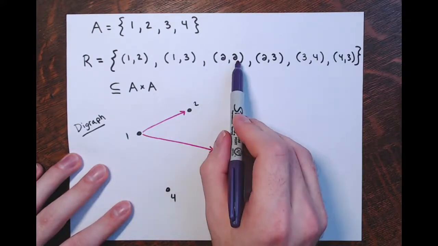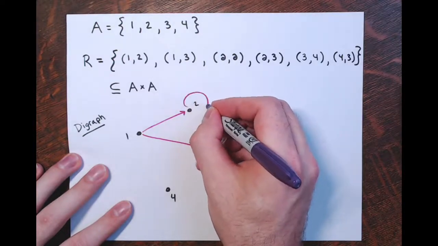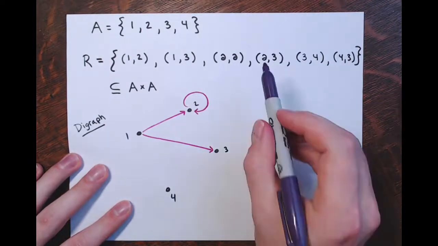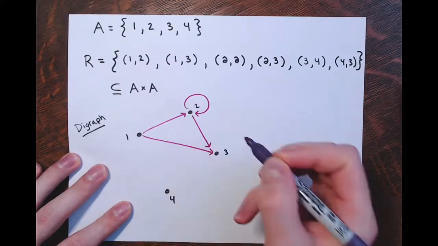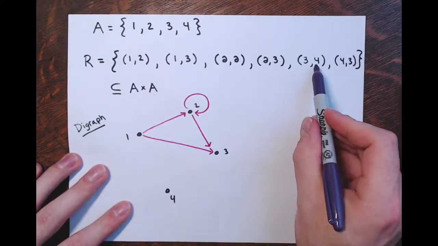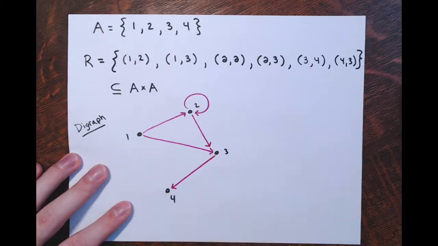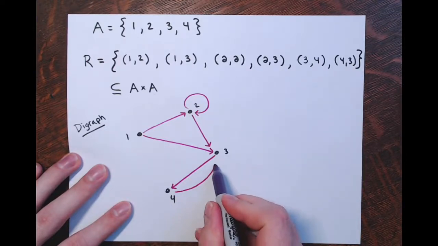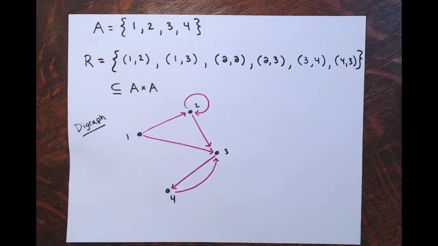2 is related to itself. So I have one of those self loops. 2 goes out and then comes right back, points at itself. 2 is also related to 3, so I have an arrow from 2 to 3. 3 is related to 4, so an arrow from 3 to 4. And finally, 4 is also related to 3, so I have an arrow from 4 going right back to 3, like that. And there's a directed graph, or a digraph, for this relation on set A.